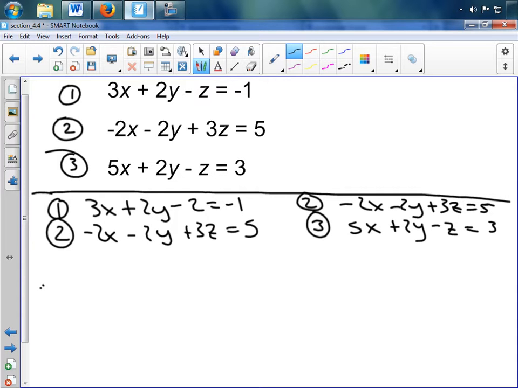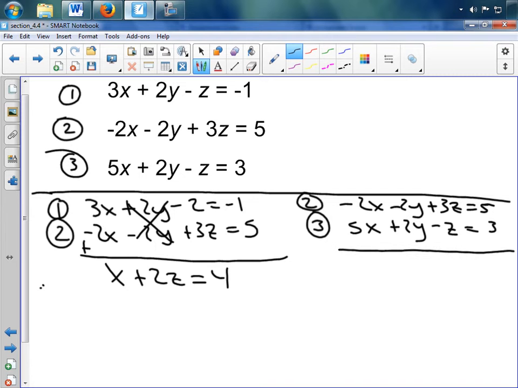Okay? So I would add this side first, and I would get x eliminated plus 2z equals 4. Over here, when I add them together, I would get 3x eliminated plus 2z equals 8. I forgot the z, I'm sorry.